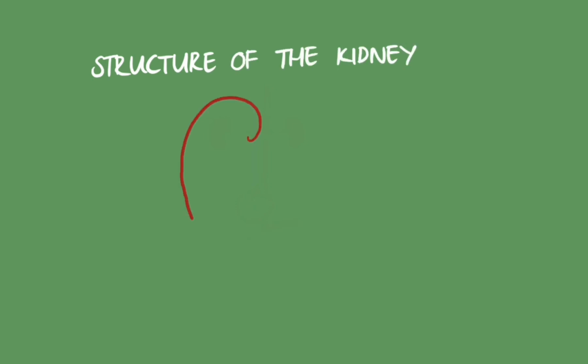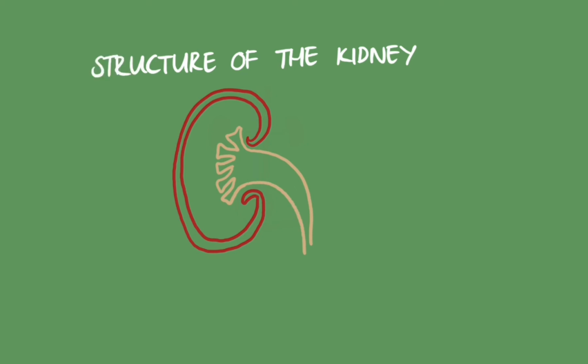So zooming in a bit, we're looking now at the structure of the kidney itself. So imagine you're taking a cross section of the kidney, and this is what it looks like. You've got your renal pelvis, which leads into the ureter. You've got your renal artery and your renal vein as your blood supply.